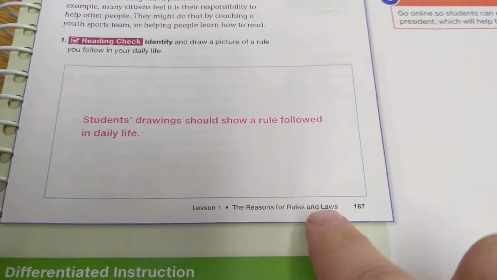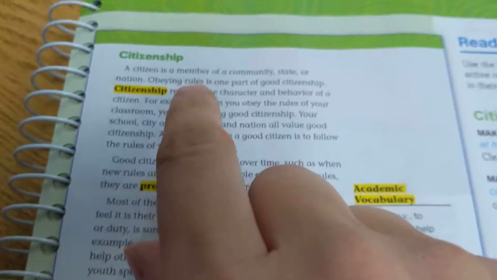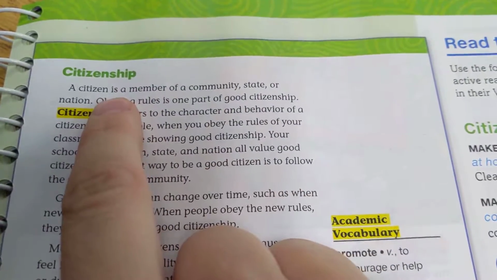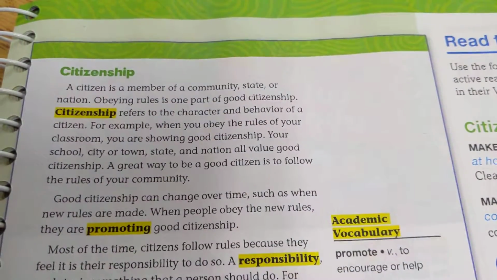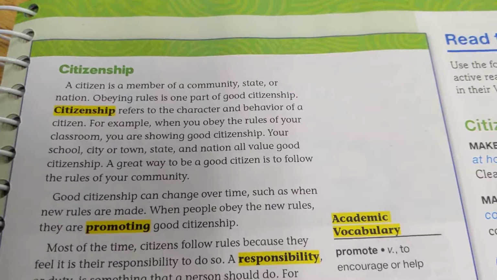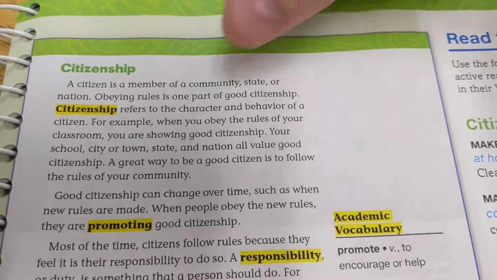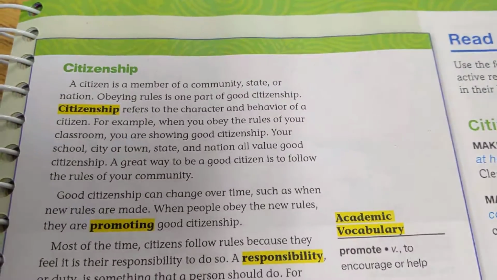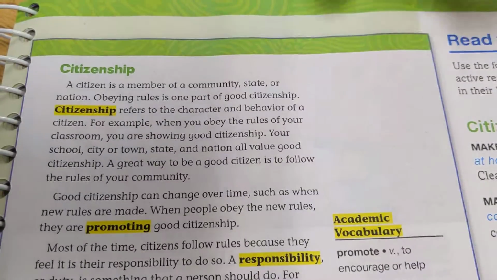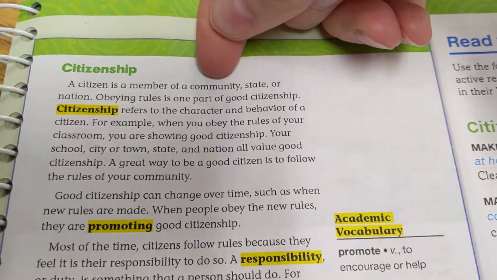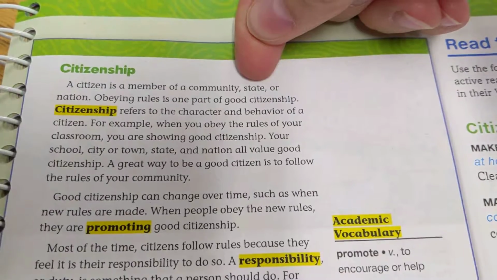All right, turn the page, 187. Okay, so on page 187, we're talking about citizenship. A citizen is a member of a community, state, or nation. So you guys are all citizens of the Haley community, the school. You're citizens of the Fort Wayne community, that's our community where we live. Of Indiana, that's our state.